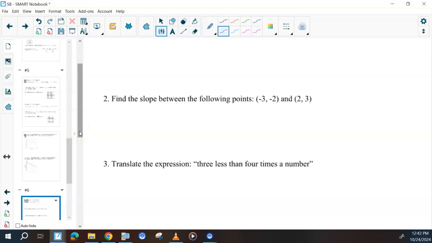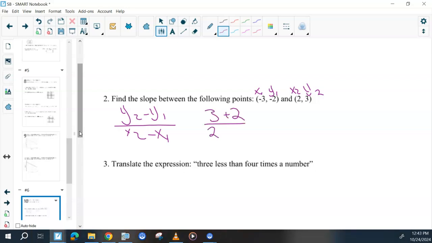We were just finding the slope using our y2 minus y1 over x2 minus x1. So that would be 3 minus a negative 2, or plus 2, over 2 minus a negative 3, or plus 3. So 5 over 5. Questions on that? Yes.